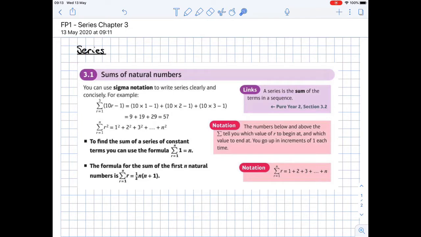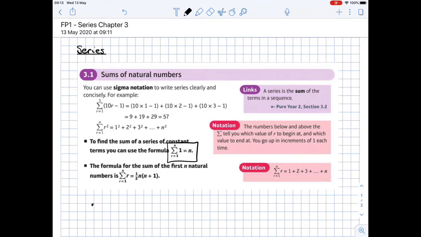If, for example, it was the sum of the first n r squared terms, so 1 squared plus 2 squared plus 3 squared, etc., up to n squared. So in this topic, we're going to learn more about simplifying some of these into formulae that we can then use to speed up the process. So the first one I'm going to look at is this one.